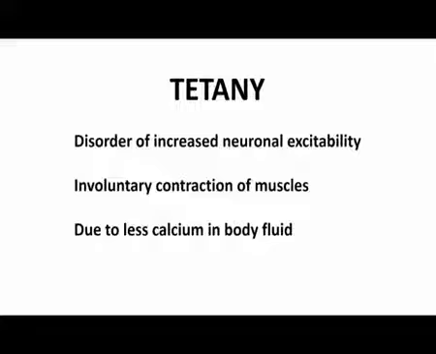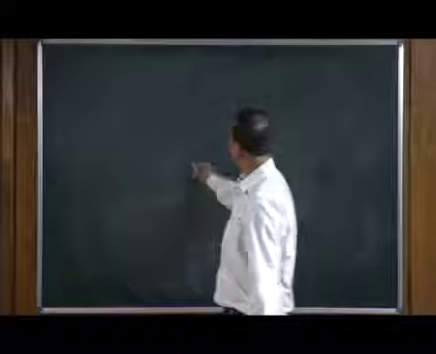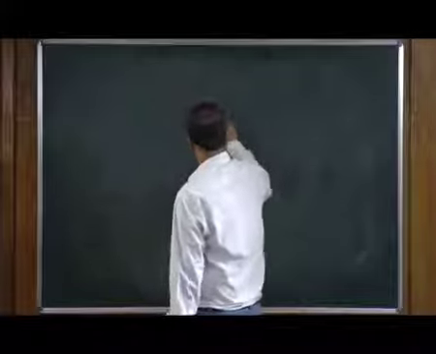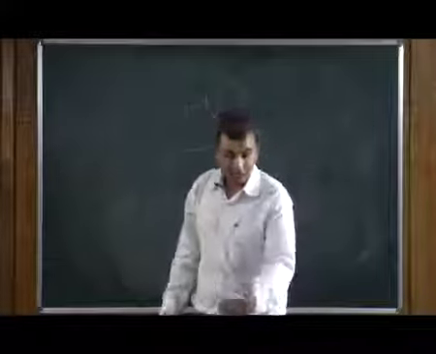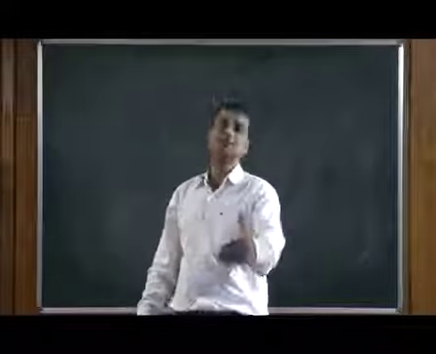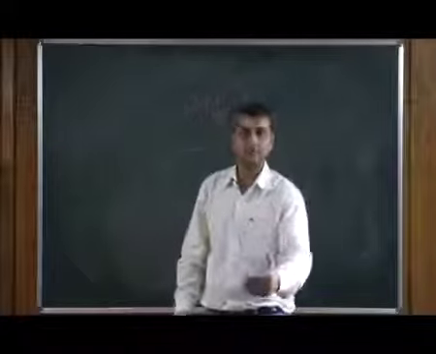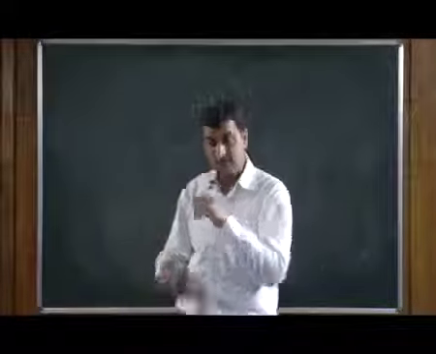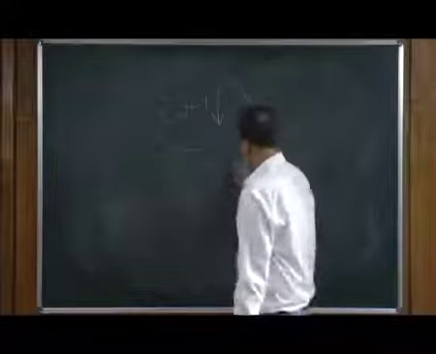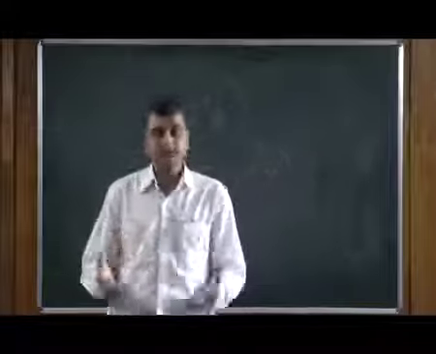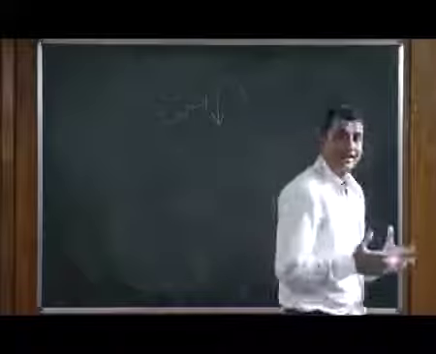So, more excitation is coming, and because of this more excitation there is involuntary contraction. There is no control over the contraction of muscle, and this is partly or mostly happening because of less calcium ion. Because of this less calcium ion the whole contraction is not under your control, and this involuntary, very wild contraction leads to a condition called tetany, which is also a very important condition happening because of increased neuronal excitability.